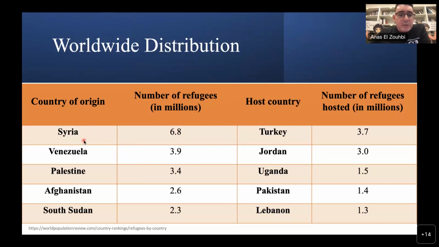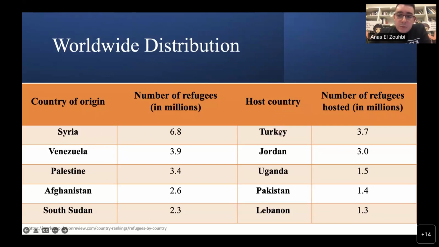Anyway, as we can see, Syria is the country with the highest number of refugees, followed by Venezuela and Palestine. Now, Palestine has a bit of a more complicated definition since some Palestinians may be refugees within their own country. However, this number includes both those that have left Palestine and those that are still within Palestine. We also have Afghanistan and South Sudan. The host country with the highest number of refugees is Turkey, followed by Jordan, Uganda, Pakistan, and Lebanon.